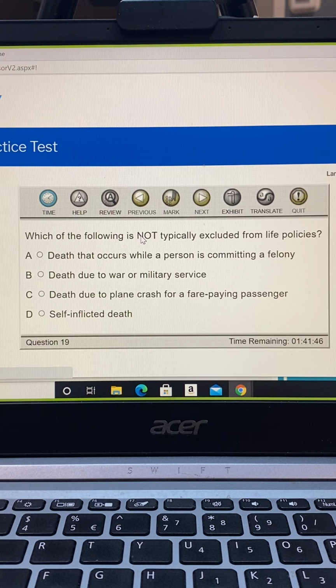Which of the following is not typically excluded from life insurance policies?